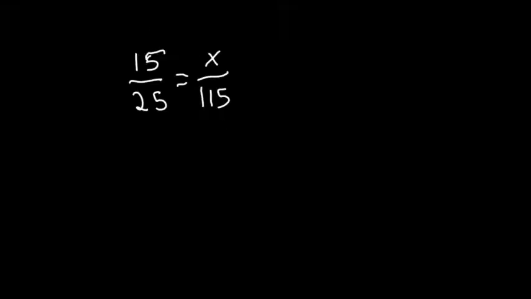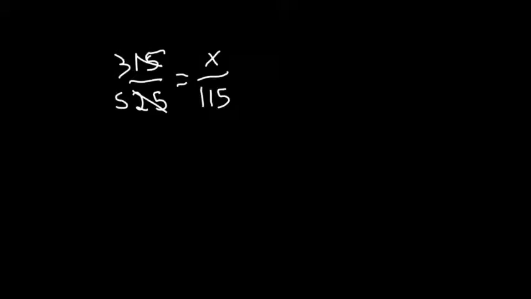Alright, let's do another example of a proportion. We have 15 over 25 equals x over 15. If you want to make your multiplication and division a little bit easier, you can take that original 15 over 25 and reduce it. Both of those you can reduce by 5. 5 goes into 15 3 times. 5 goes into 25 5 times.